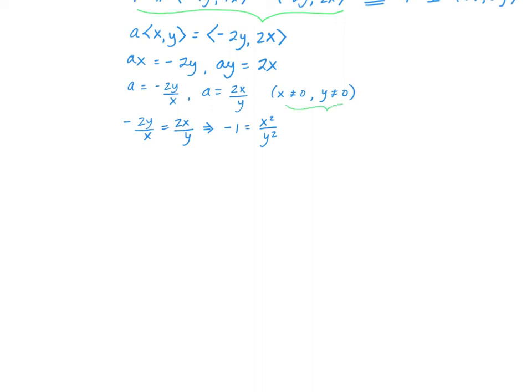I still need to check these values when x is equal to 0 and y is equal to 0. That would actually give me the point 0, 0. But notice that we're trying to find the points on our curve where vectors of the vector field are tangent. So this point has to be on our level curve C. But the point 0, 0 is not on our curve. So using this property of parallel, I find no solution. There are no points on our curve where the vector field is tangent to the curve.